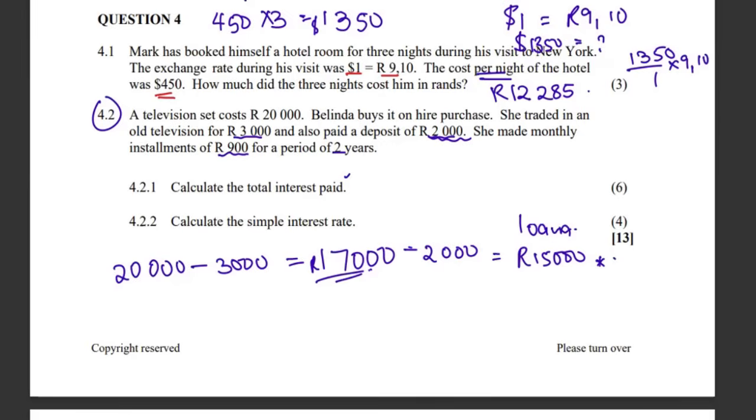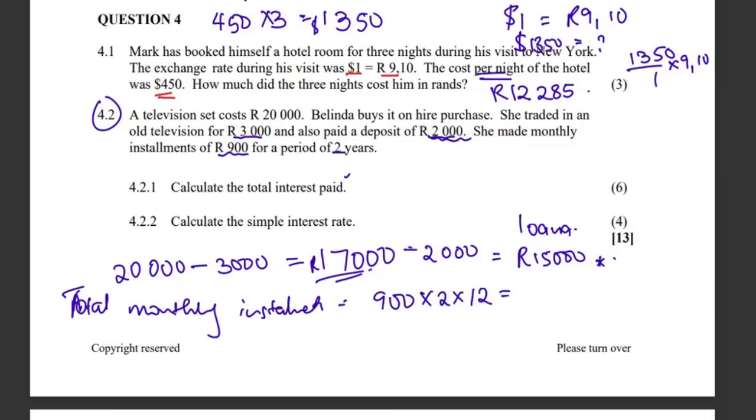Now, the fact that she's been paying 900 rands, we are saying the total monthly installments are going to be 900 multiplied by 2 years, but each year has 12 months. So when I multiply that, what do we get? 900 times 2 times 12 gives me 21,600. So 21,600 is what she pays in total.